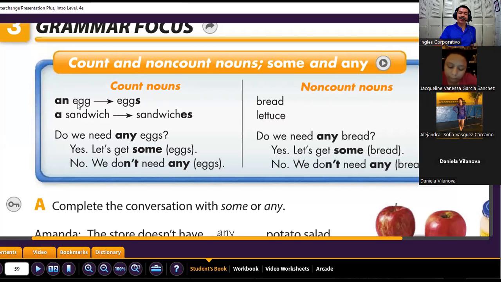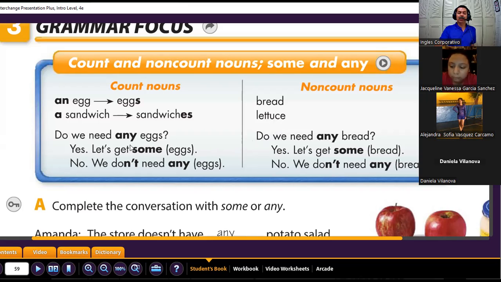Okay, so look, when we say singular, we say an egg, right? But here, because we're using some and any, we have to say some eggs, any eggs, right? The same happened with sandwich. We can say a sandwich. But here, we have to say sandwiches, right? Never say some egg or any egg, because egg is singular, okay? Or don't say any sandwich. You have to say any sandwiches or some sandwiches. Any eggs or some eggs. On the other hand, we have bread and lettuce that are non-count. So we can say some bread and some lettuce. Any bread or any lettuce, right?